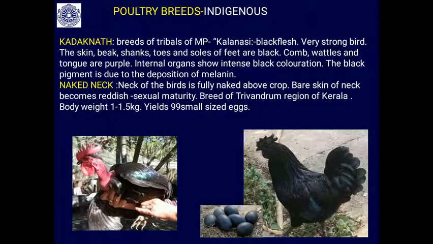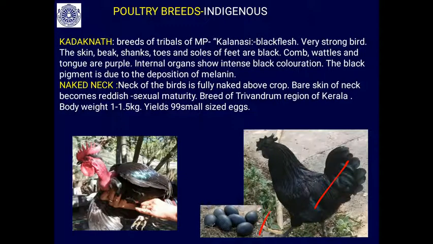Then the Kadaknath. This breed is reared by the tribals in Madhya Pradesh. It is called Kalanasi, with black flesh, a very strong bird. Skin, beak, shank, toes, every part of the body is black in color, and the black pigment is due to the deposition of melanin. Even the internal parts are black, and even the egg is black colored.